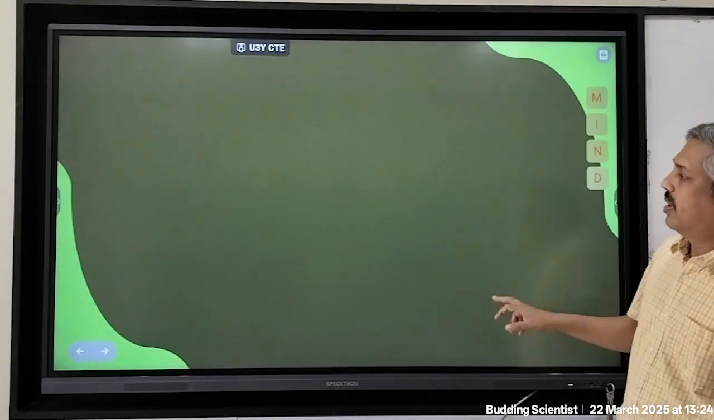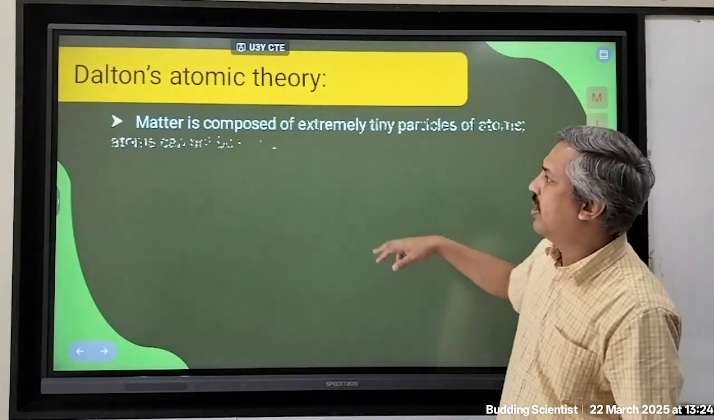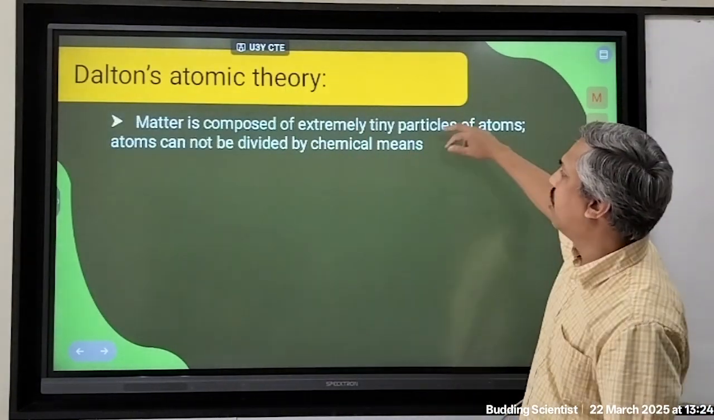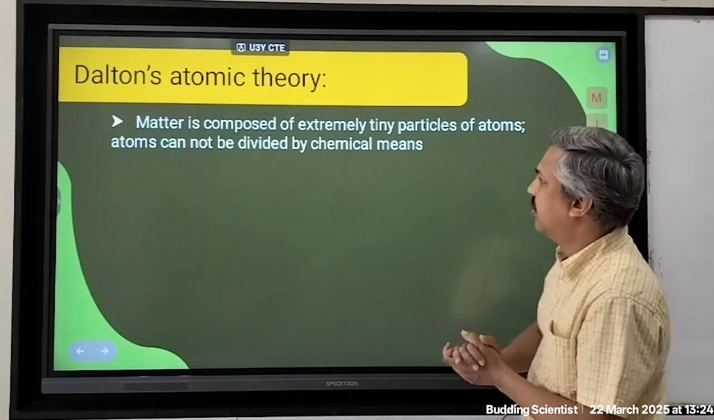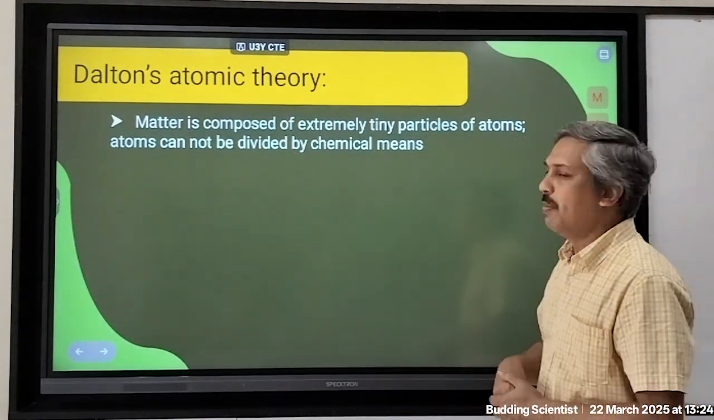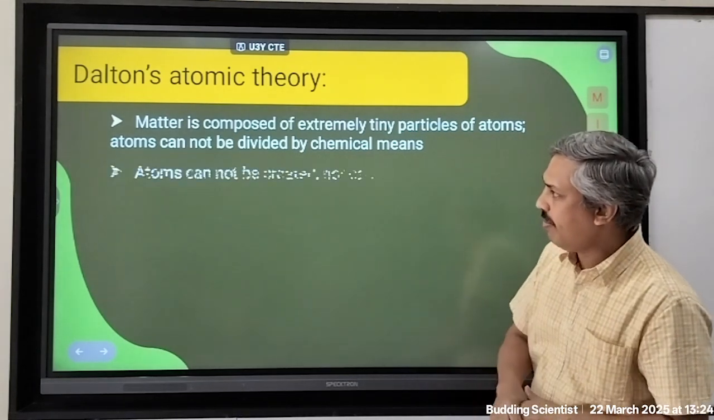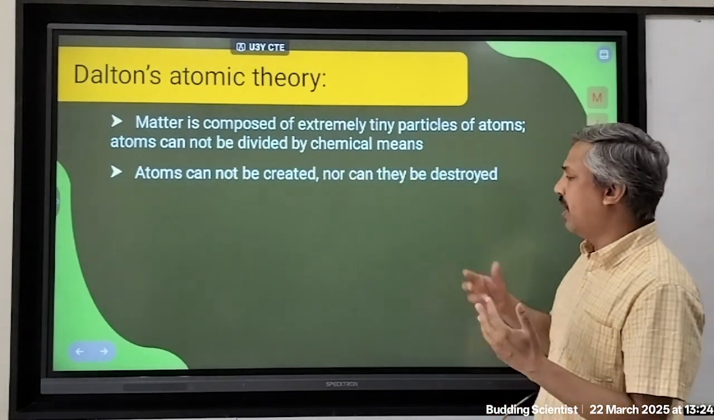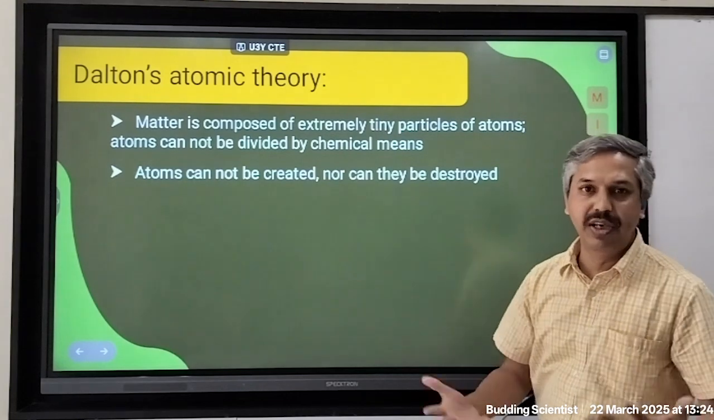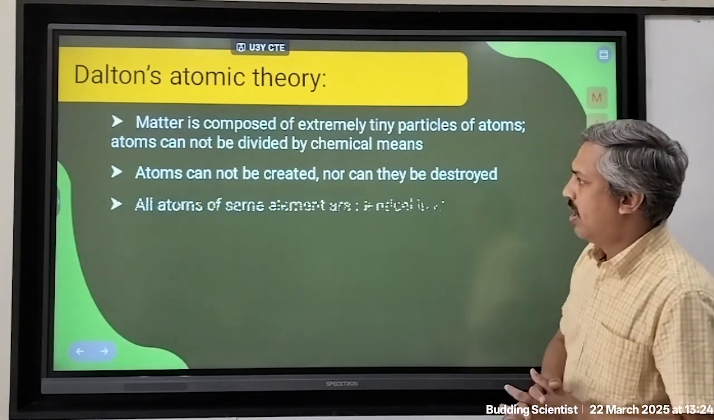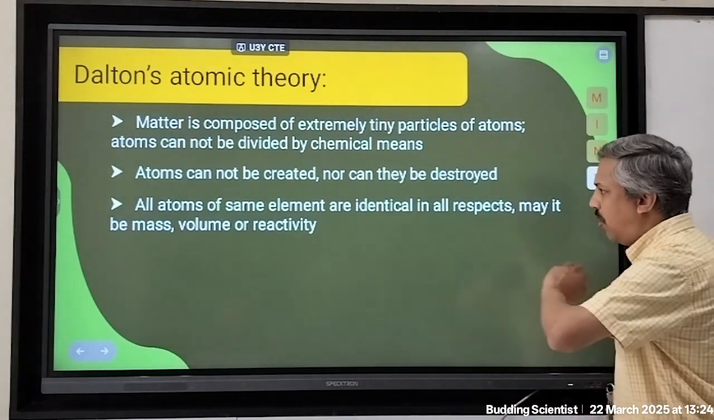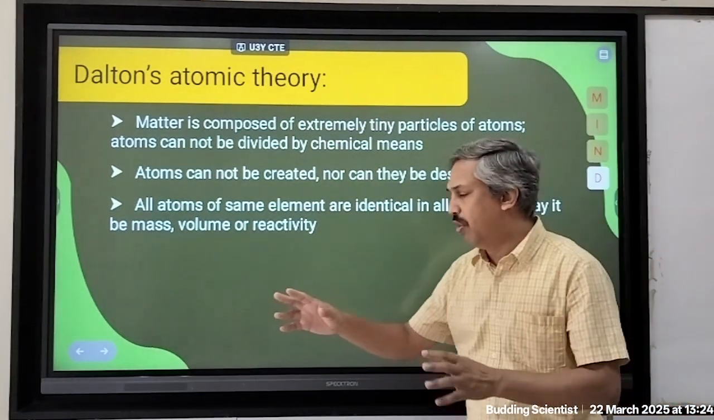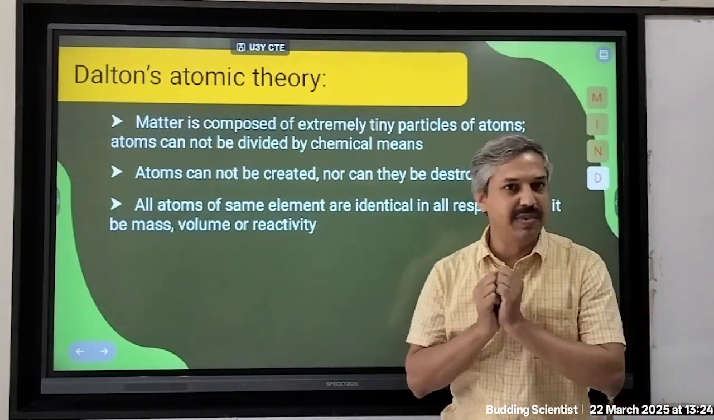This brought Dalton to his famous theory. We'll just read through. Matter is composed of extremely small tiny particles called atoms. Atoms cannot be further divided by chemical means. Atoms cannot be created nor destroyed. They will only have recombinations with each other. All atoms of the same element are identical in all respects. Their mass is the same, their volume is the same, their reactivity is the same, everything is the same.